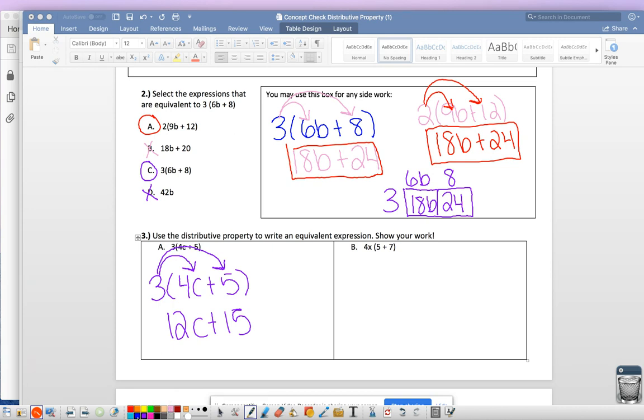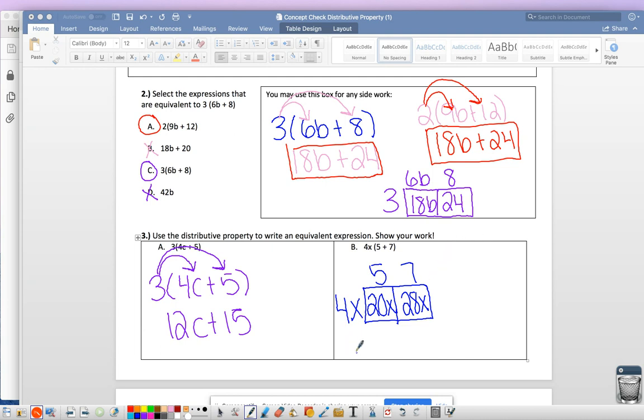Now the next one's a little different. I'm going to show you using the box method, but you can use the arrows also, okay? So for this one, we have 4x and then 5 and 7. So 4x, okay? Now, that means 4x 5 times, or 5 groups of 4x. So that's going to be 20x, or 7 groups of 4x, okay? So that's going to be 28x.